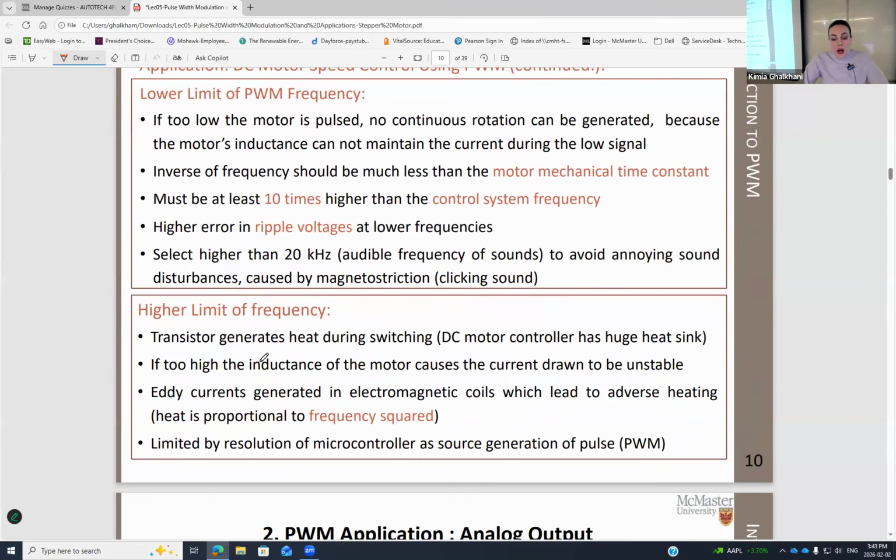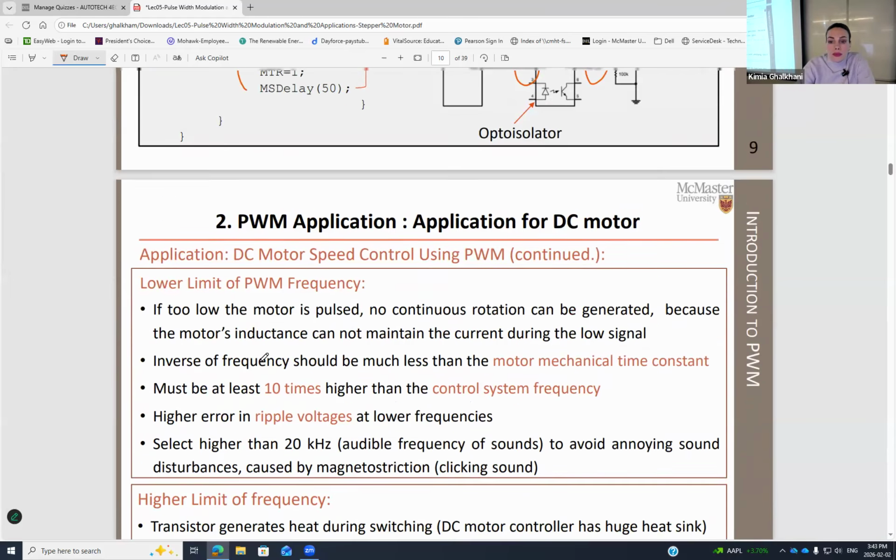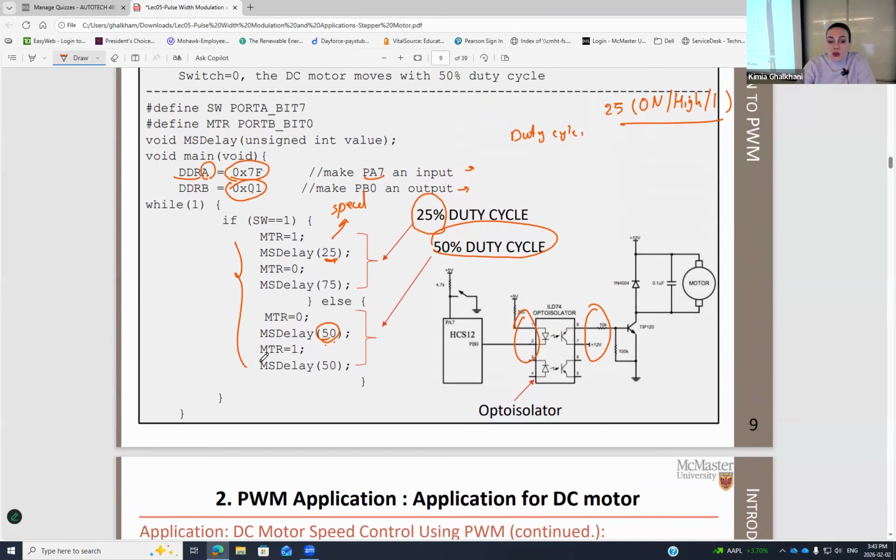This is a summary of what we discussed. To backstep, I'm not sure what MTR is. Which one? The if statement, we have MTR 1 and MTR 0. Is MTR a port? Yeah, it's a part of port A.